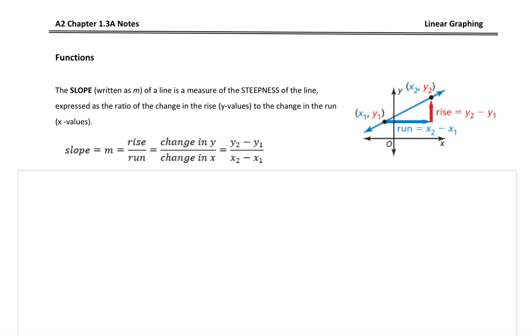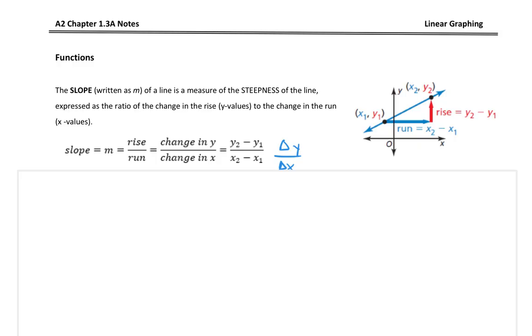All right, there's not much to do on this page. Functions. All right, the slope, written as m, of a line is a measure of the steepness of the line, expressed as the ratio of the change in the rise, y values, to the change in the run, x values. So I often write it, this should be total review, the change in y over the change in x, right?